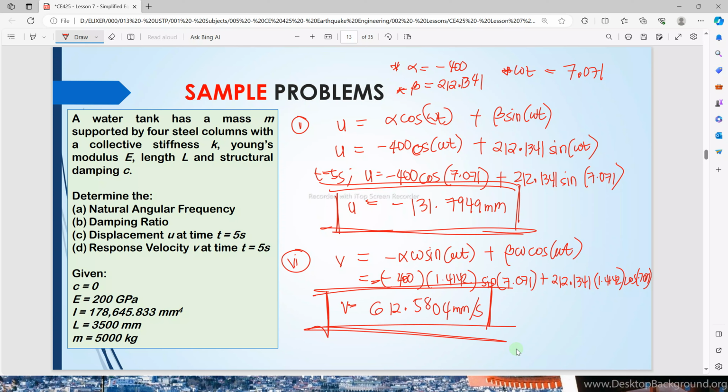So be careful with your units. Be consistent with your units so that you won't get a wrong answer. The first condition to observe is that units should be consistent, and your calculator should be in radians mode. This is the first example for an undamped system, where there is no damping since c is equal to 0. Our lateral displacement at time equal to 5 seconds is this one, and our velocity is this one.